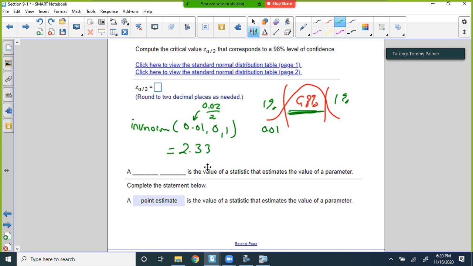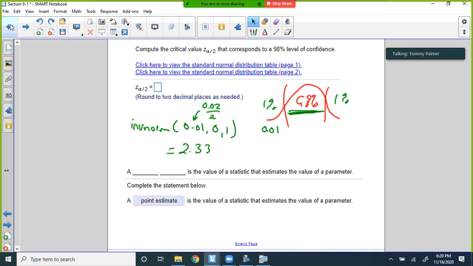Fair enough? So for Z, I'd go out to 4 decimal places for 98% confidence. We've got 90, 98, 95 and 99, you're going to see them. Then a blank is the value of a statistic that estimates the value of a parameter. Point estimate is, right? Okay. Any questions on that? Anybody?